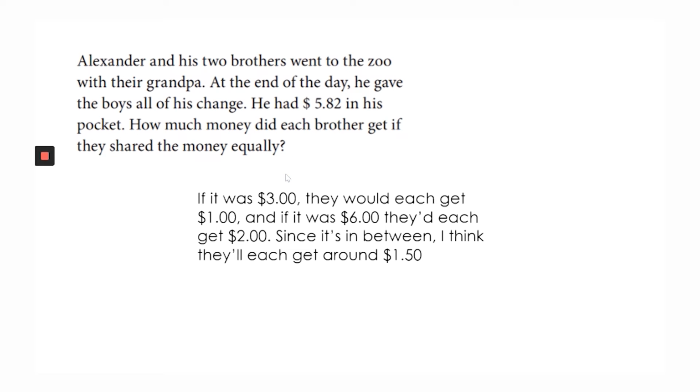Okay, so I was thinking if it was $3 he had in his pocket, they'd each get $1. And if it was $6 he had in his pocket, they'd each get $2. So since it's between, I think they'll get around $1.50 each. So my expression was 5 82/100 divided by 3, and I think it's going to be close to $1.50.